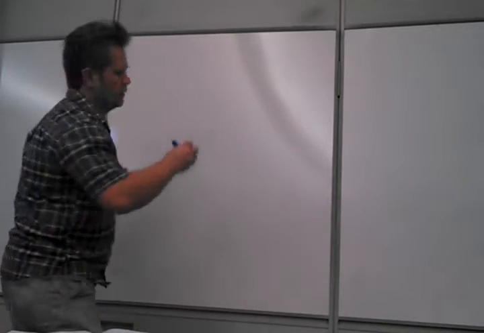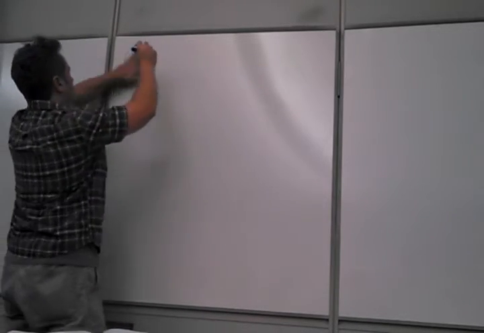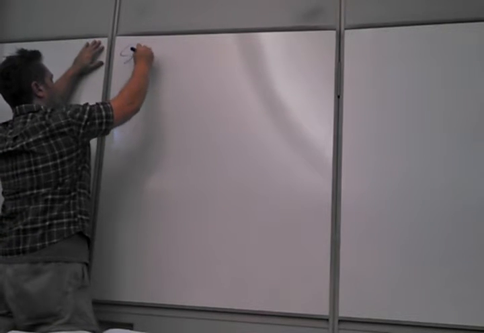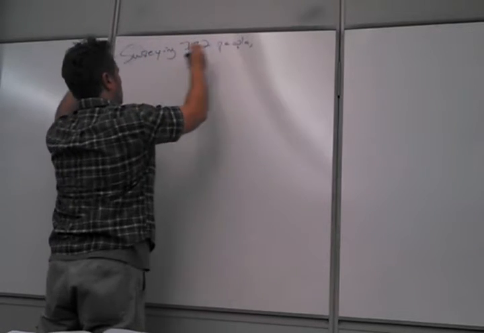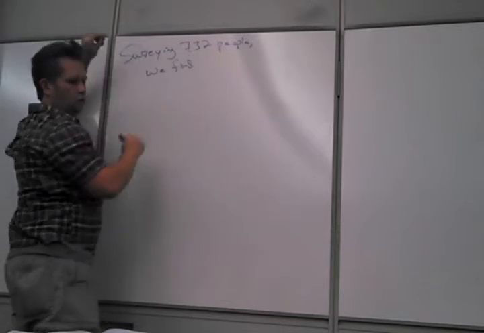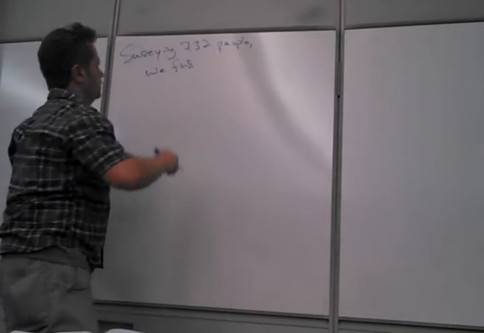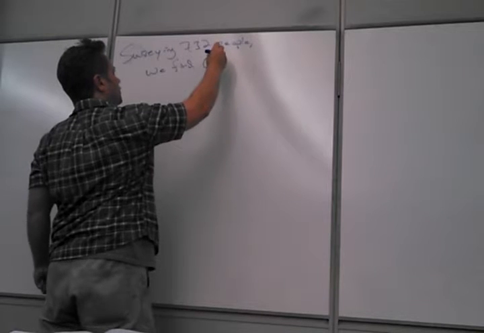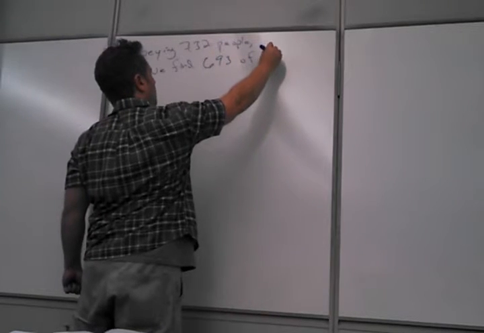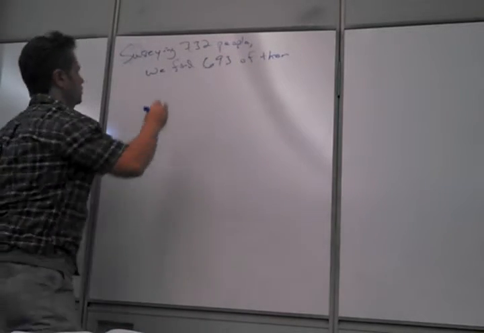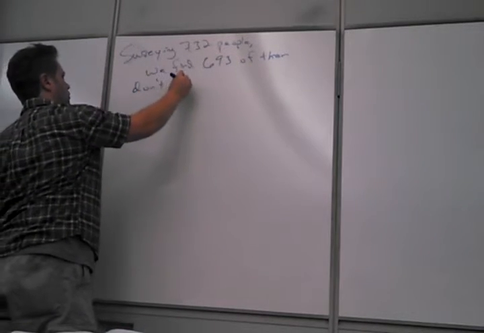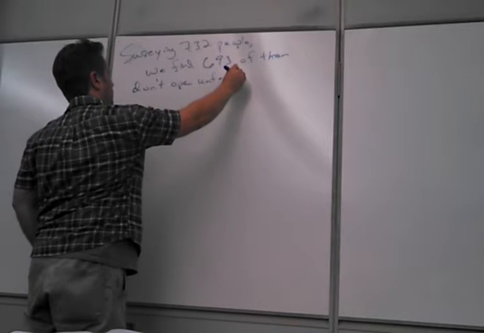So let me make one up kind of based on this one here. Surveying 732 people, we find 693 of them. Don't open unfamiliar email.